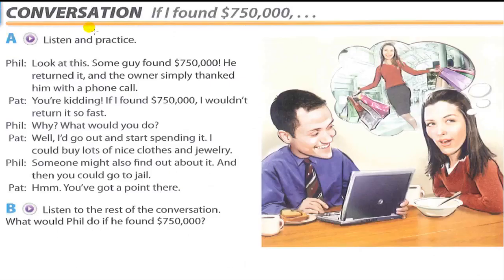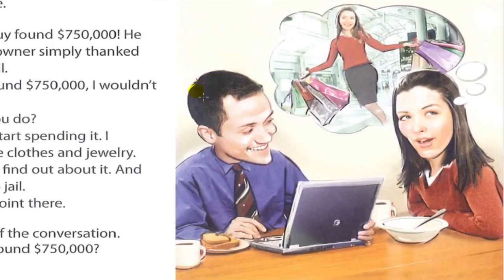Exercise 2. Conversation. If I found $750,000, look at the picture. What do you see? A young man and a young lady. The young man is reading some news on the laptop and he's drinking tea. The young lady is imagining, she's thinking. Look at her. She has different bags. She was shopping. She thinks, if she found $750,000.